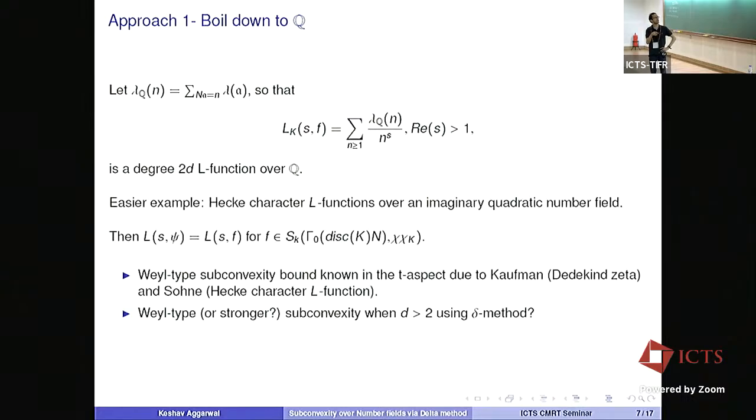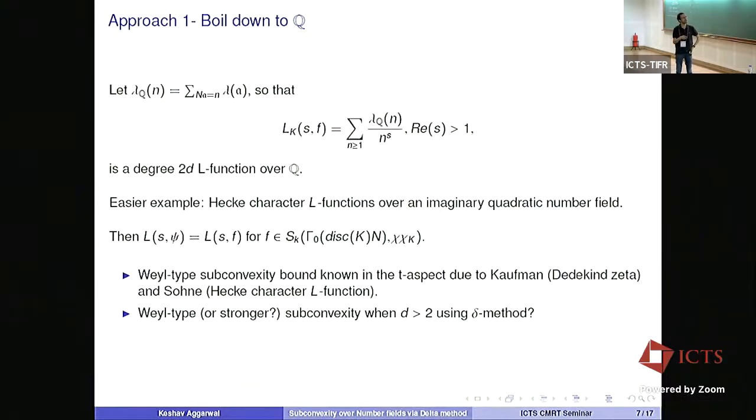And what you could, for example, do is instead of looking at GL2, you could just look at GL1 L functions maybe. So let these Fourier coefficients be actually just the Hecke mask, let these be a Hecke character and let's say an imaginary quadratic field. So the simplest possible case to try and deal with this.